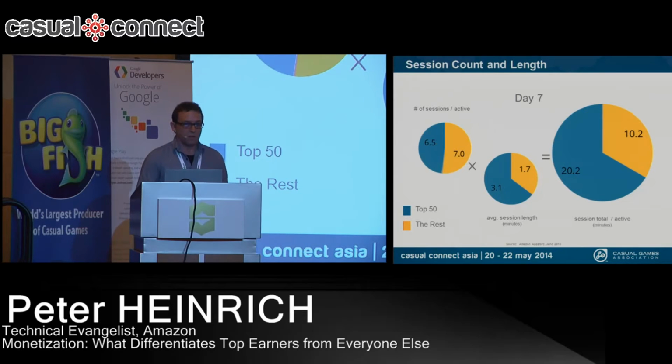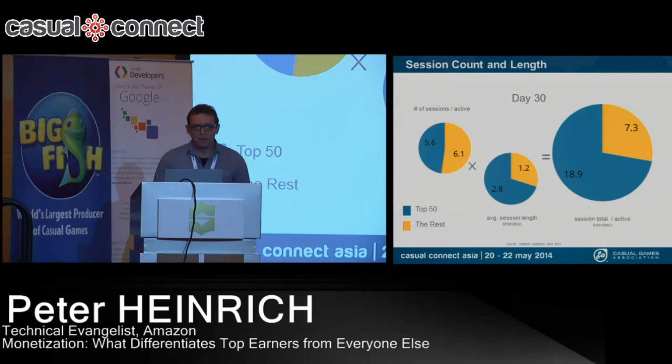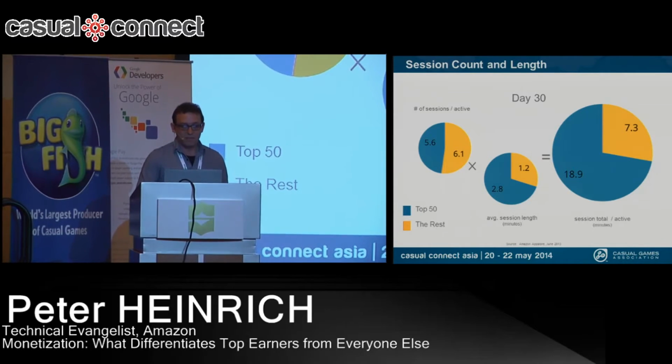1 week later, total session time is basically double for the top 50 over the rest. 2 weeks later, it's just continuing to outstrip, growing, and by 30 days, you can see the rest is still in the game. They're getting their application traffic. People are coming back because the number of sessions is still high. But for some reason, they can't seem to monetize those visits, and perhaps that's because they're not keeping them there very long.